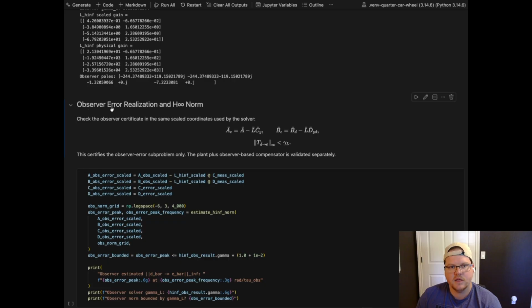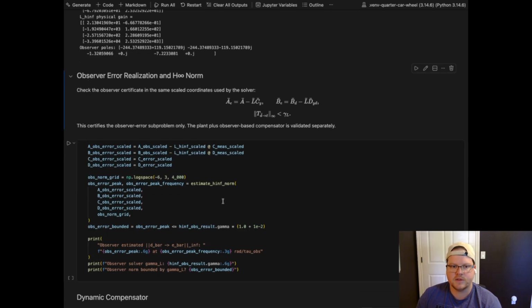But before that, the observer error realization and the H infinity norm. So we're going to just ensure that the same certificate holds that we introduced above with the state feedback side of things. So our closed loop error reconstruction, A bar is this, and then likewise with the B here. And then the H infinity norm is the same sweep over J omega. So we're still going to use this estimate H infinity norm. This is just the sweep here for the grid.